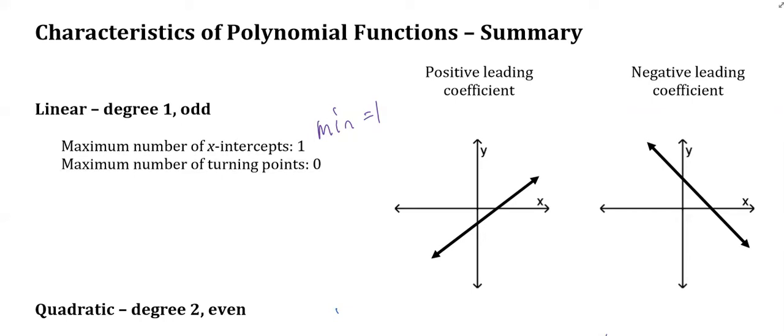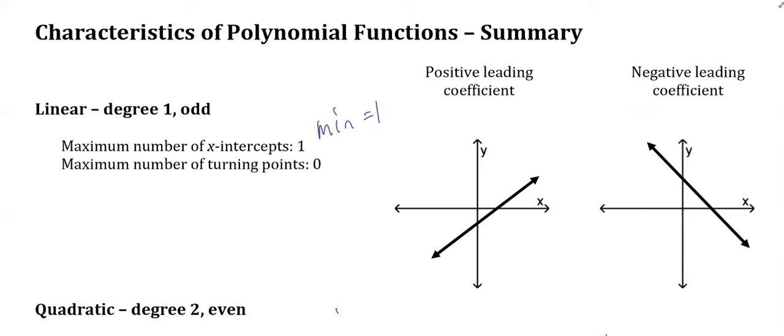Okay, so we're talking about linear here. Linear is another word we use for degree 1, and as we noticed, that's odd. So that tells us that the lines are either going to go this way, and that's for positive, or they're going to go this way, which is for negative, right?